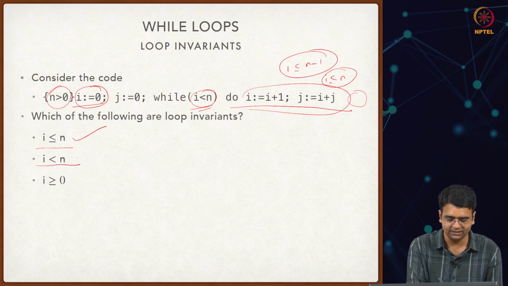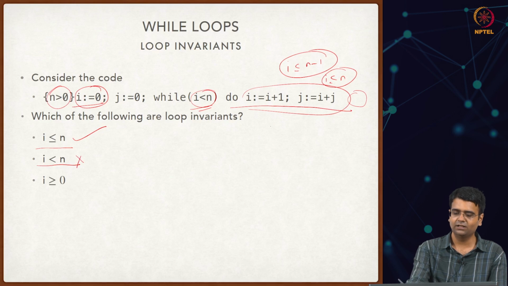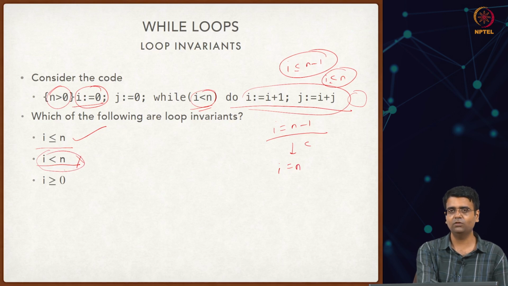Now through a similar reasoning, you should be able to see that i < n, is it a loop invariant or not? So this one is actually not a loop invariant, because as we have seen, suppose we take i = n - 1. So this is a value which is less than n. If you execute the body of the loop, then after executing the body of the loop I will get i = n, which will occur at the beginning of the next iteration. But we know that a loop invariant should encapsulate all states which occur at the beginning of any iteration. So therefore i < n is not a loop invariant.